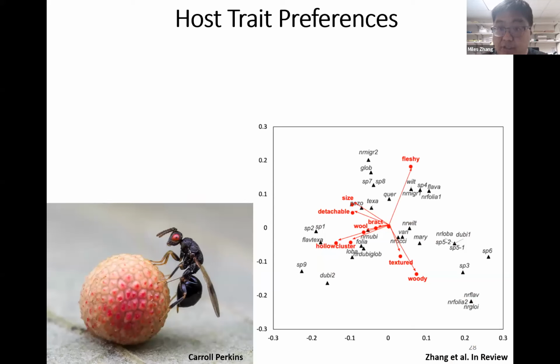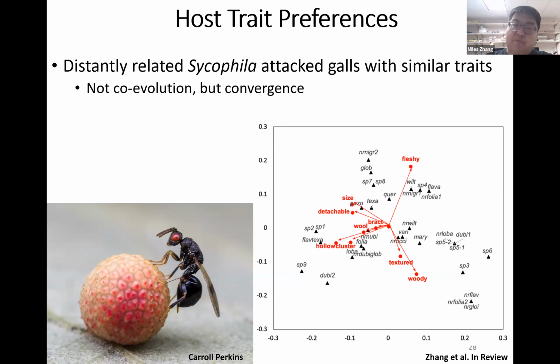We basically plotted all these different gall traits on a 2D plane, right? The stuff shown in red are all these different traits splayed out on a trait space. And then the blue triangles are each of these different parasitoids. Depending on which galls they attack, they will fall into a specific quadrant of this trait space. So then we can see if there are any patterns here.